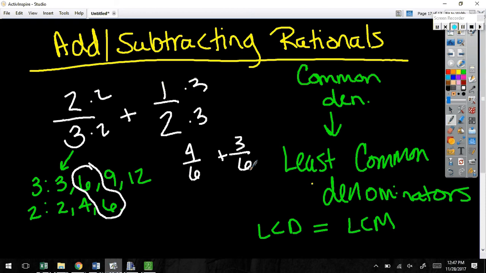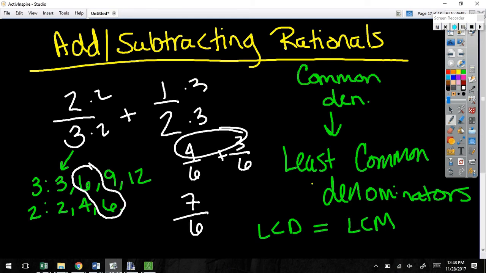Right. And what do you do? When you add fractions, what do you do? Across, yeah. You go across on the top, but you leave the bottom the same, right? So it's 7 over the 6, which was the LCD. So let me ask you this. Can you keep improper fractions?